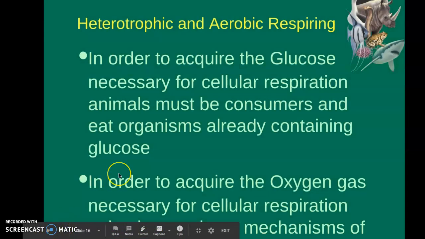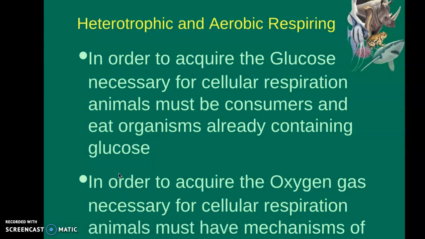Okay, so in order for us to acquire glucose, which is necessary for energy, we need to be consumers, and we consume things or other organisms that already have glucose. In order to acquire the oxygen, we must have a mechanism to obtain it. So we must have some type of a respiratory system. So in simple organisms that are not more than a couple cell layers thick, it's diffusion.